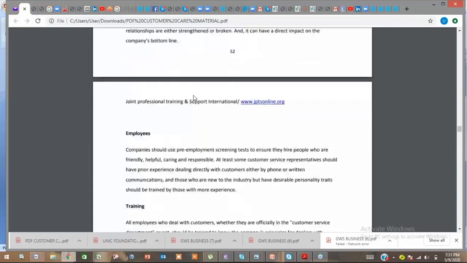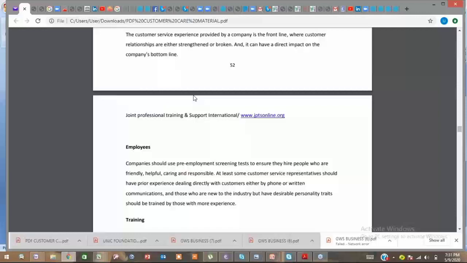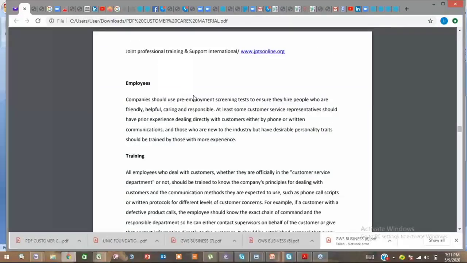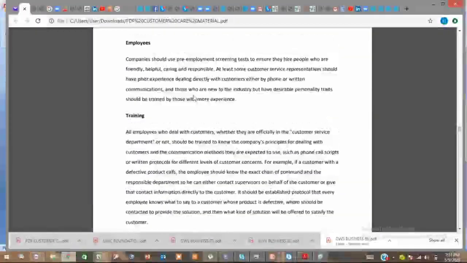Let's look at employees. Employers should use pre-employment screening tests to ensure they hire people who are friendly, helpful, caring, and responsible. Start from there. If you employ someone that is not friendly, no matter the training, nothing. After employing the right people, then training. You can say this is part of developing a customer management system for a company.